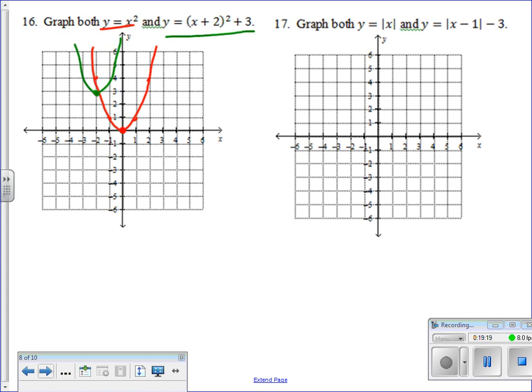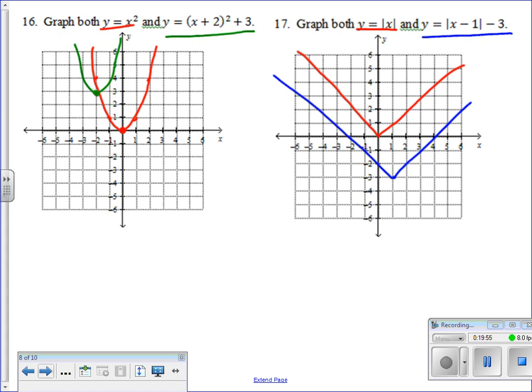Same thing on this one. Do the absolute value of x, the parent function. Graph the absolute value of x minus 1, minus 3. The minus 1 inside means that I go to the right 1. The minus 3 means I go down 3. Over 1, down 3. And there's my new graph. That's what I'm looking for. It's exactly what I'm looking for.